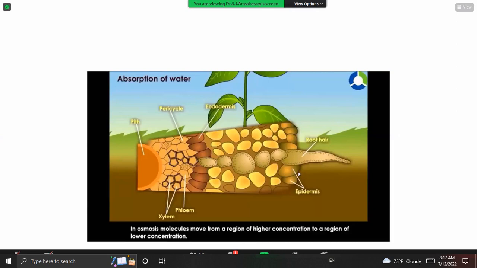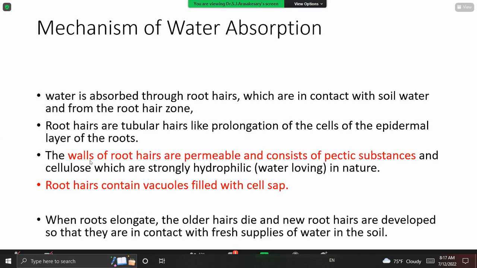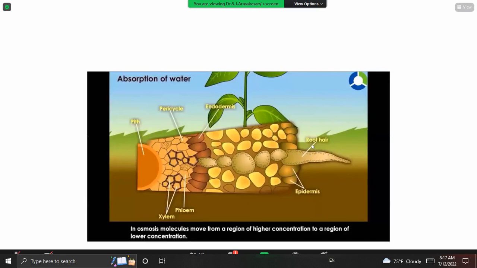So then these walls of the roots are permeable and consist of pectic substances. This is permeable. If it is not permeable, the water cannot enter from the soil. There should be some passage. It should allow the water to come inside. So this particular root here is permeable.